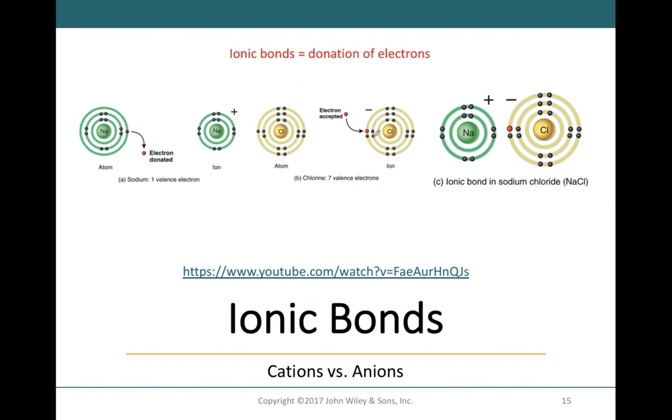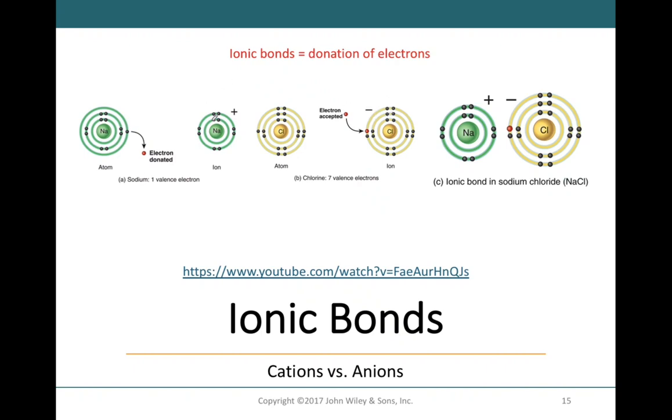So chlorine here, you can see, accepts this electron. This is the same electron that was donated from sodium. Sodium's going to donate this electron, and it's going to come all the way over here to chlorine, and this electron is going to be taken up by chlorine. Now chlorine is going to have 17 protons in its nucleus. If we take this other electron here, we now are going to have a chloride ion, and that's going to give us a negative charge.